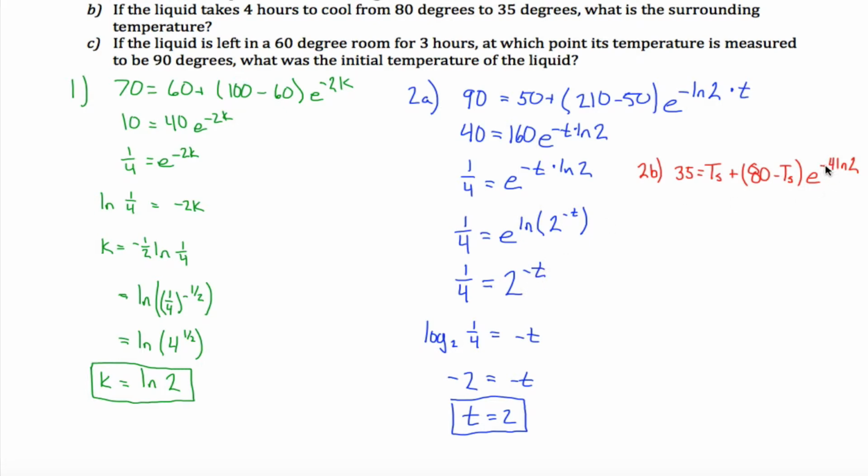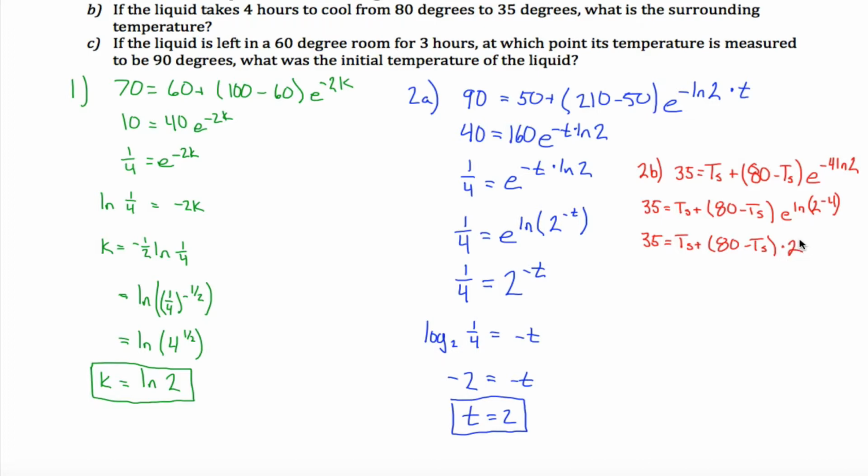I could do the same thing here. I could take the negative 4 up into the exponent. So I'm going to leave everything else the same. But now I have e raised up to the natural log of 2 to the negative 4 power. And e to the natural log of something is just equal to that something. So I got 35 equals T sub S plus 80 minus T sub S times 2 to the negative 4th power.